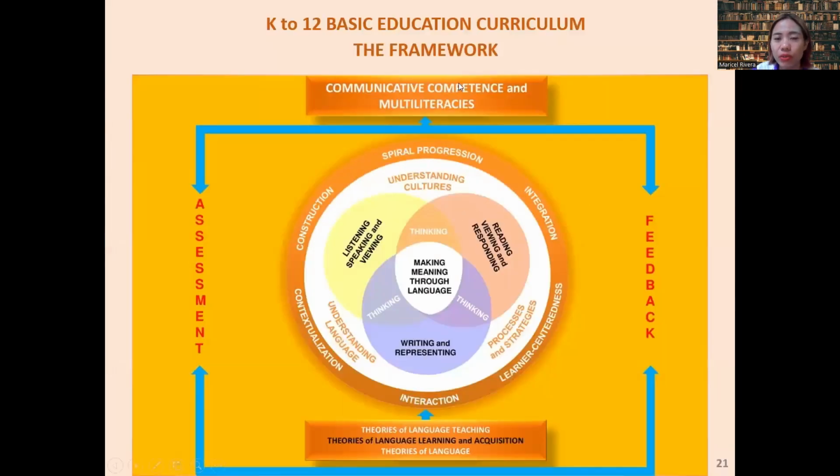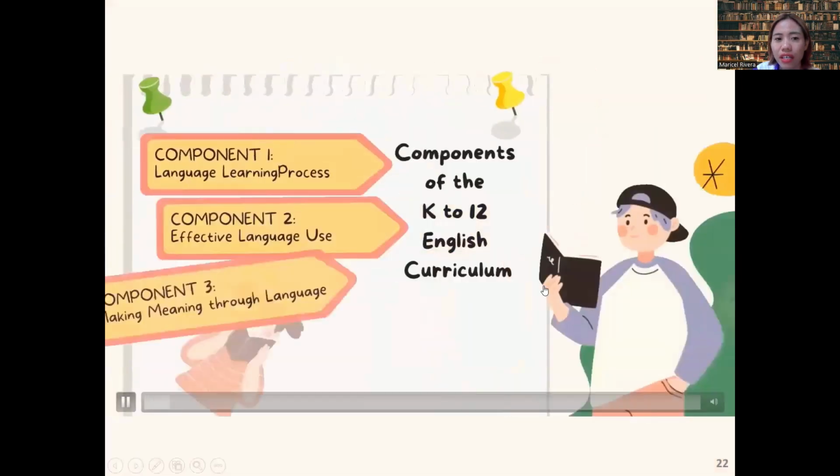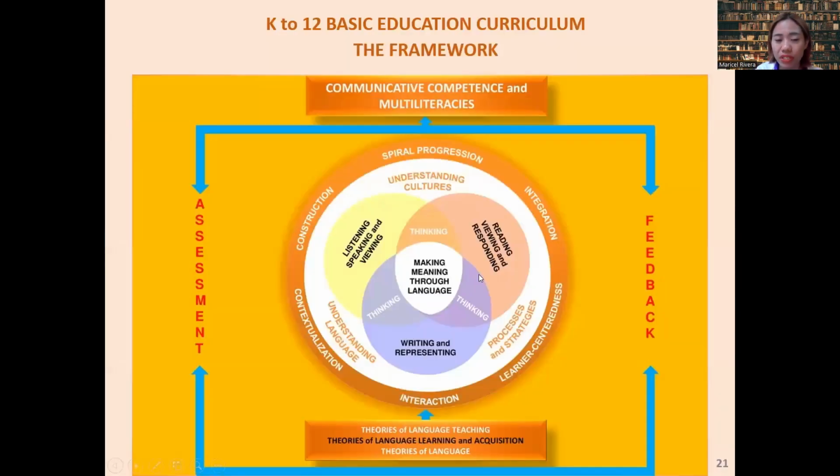Now we do have here the K-12 basic education curriculum framework. As already presented earlier, it is this one. So communicative competence and multiliteracies, this is a better copy, this is actually a clearer one. So we have theories of language teaching, theories of language learning and acquisition, and theories of language. And of course, our outcome here is the communicative competence and the multiliteracies. And this is our core. And we do have assessment.